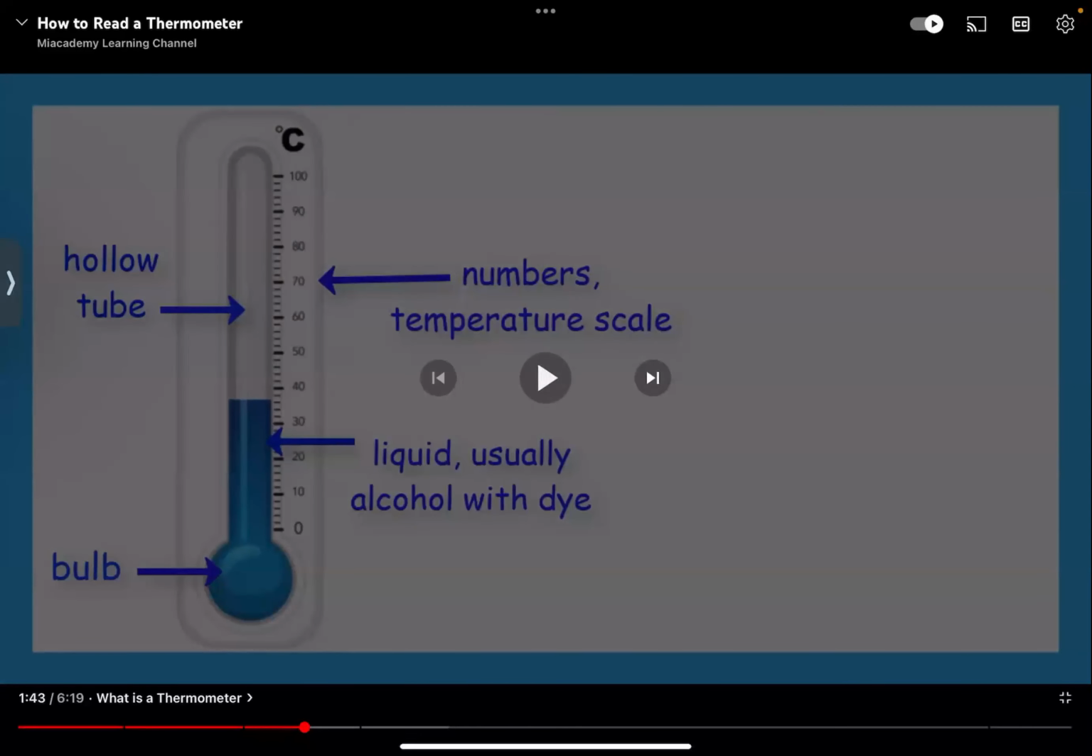Okay, so they're saying alcohol, but it's actually mercury. Okay, keep that in mind. Don't confuse yourself.